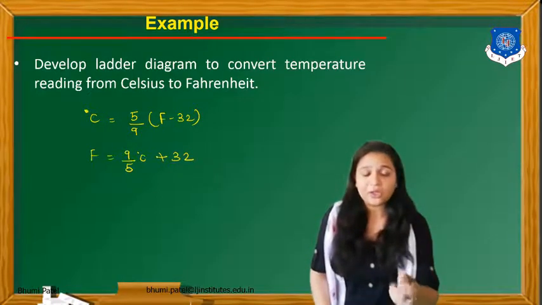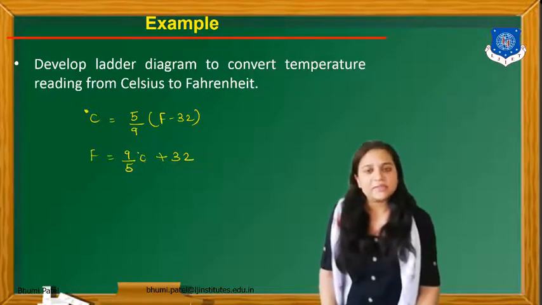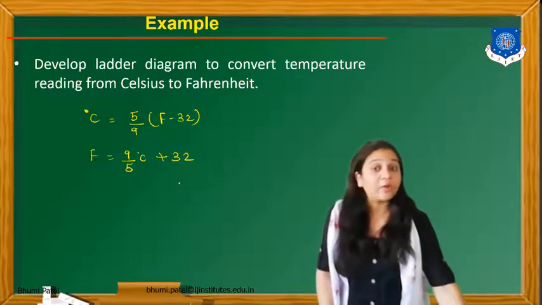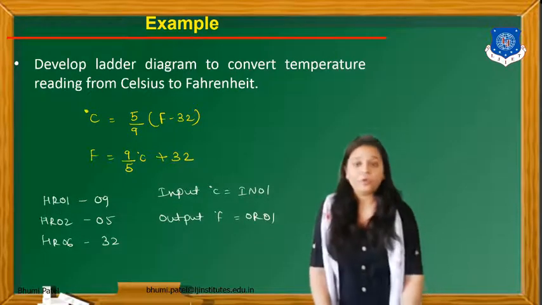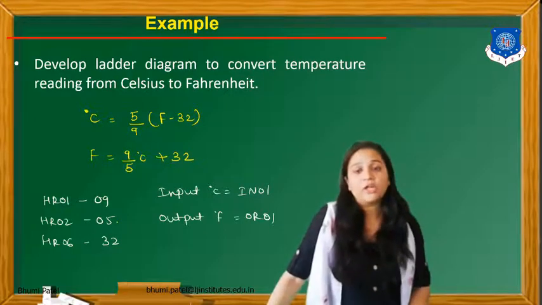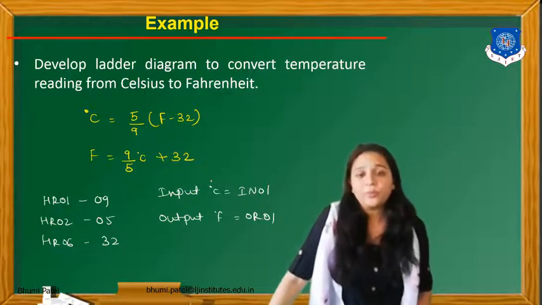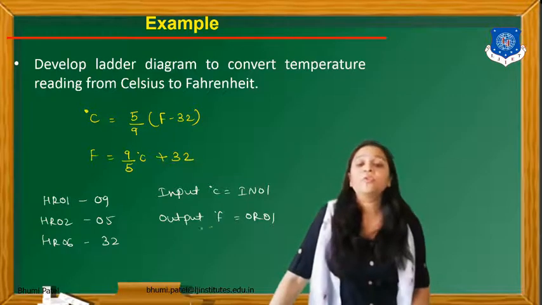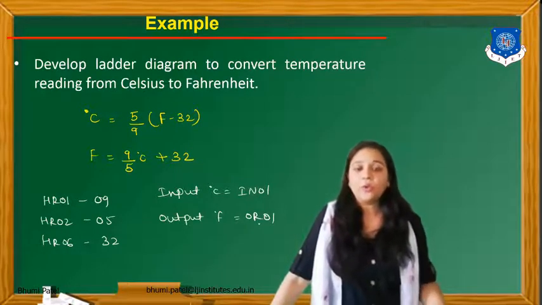So for this particular example, we have to use the division instruction, the multiplication instruction, and after that the addition instruction. For that we have to choose the particular operands. HR01 holds the value 9, HR02 the value 5, and HR06 the value 32. Here the input is in Celsius, indicated by IN01, and we have to measure in Fahrenheit. So the output becomes Fahrenheit and it is indicated by OR01.